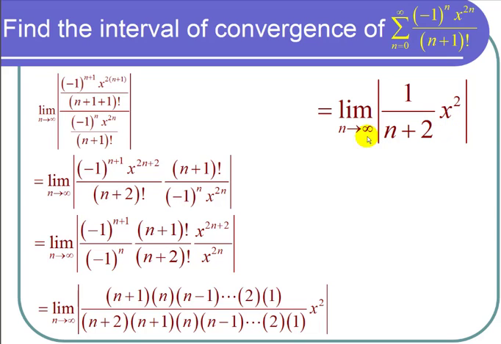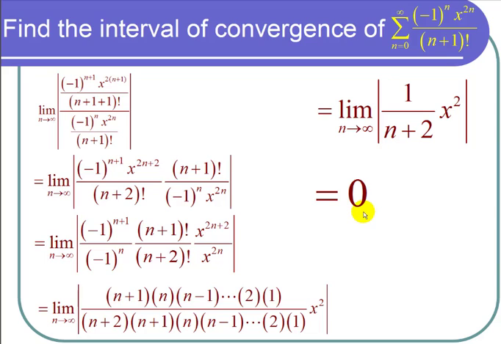Now, x is just a constant for this limit since the variable is n in the limit. So I can just plug in infinity, and I just get 1 over infinity times x squared. 1 over infinity just goes to 0. So what I get is 0 for the limit.